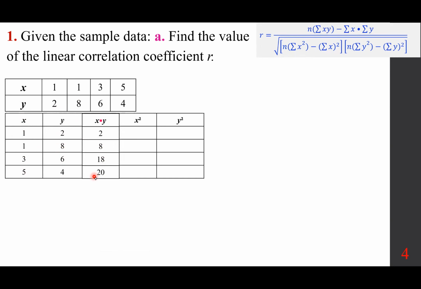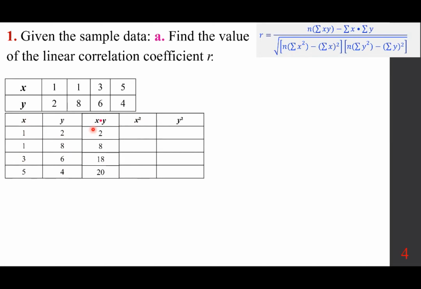Then summation of x and summation of y simply means add this up. So that is not a big deal. Add this column, write it here, add this column, write it here. Summation of x squared. Well, here's x. Let's square it and put it here. When I square 1 and 1, both of them are 1. 3 gives you 9, 5 gives you 25.